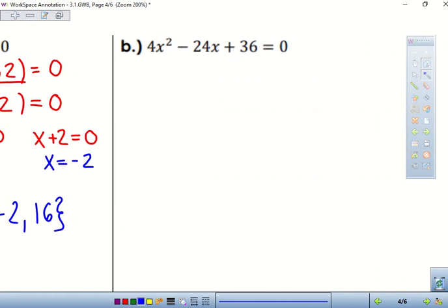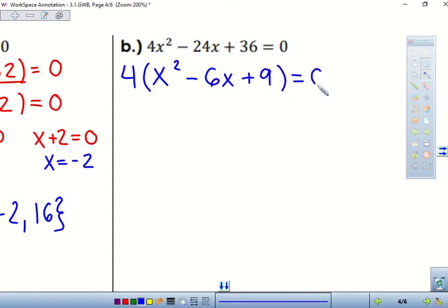So as for the next one, step 1 is to see if we have a GCF. Is there any number that these numbers are all divisible by that I can pull out? Good, I can take out a 4. That means every single term is going to be divided by 4. Once I get here, I verify that my coefficient in front of my x squared is 1, which it is, which means I can go ahead and factor it the normal way.